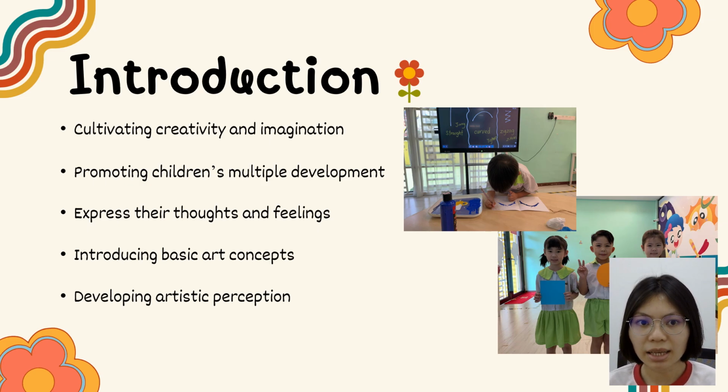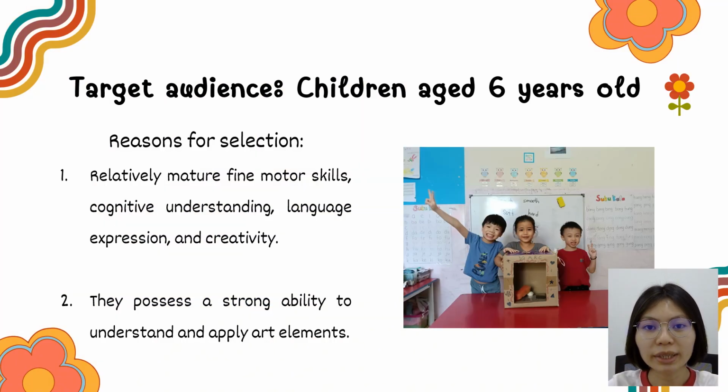abilities. This art collection aims to document in detail the planning process, implementation methods, and learning outcomes of 6 visual art activities for young children. In this portfolio, we design corresponding art activities for 6-year-olds, centered around 6 key art elements: line, shape, form, texture, color, and space. We choose 6-year-olds as the target group because they are relatively mature in terms of fine motor skills, cognitive understanding, language expression, and creativity.